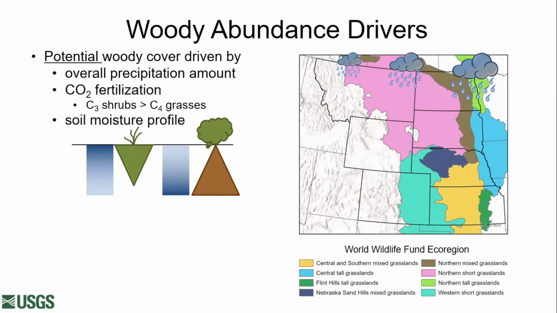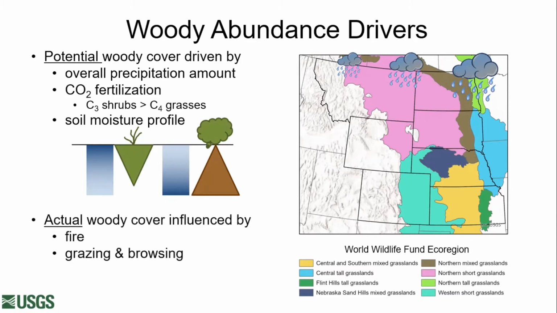The potential woody cover isn't what we see on the landscape, though, because other factors prevent woody species from reaching this full potential. Some of the major factors are fire, grazing, and browsing. They affect woody species directly by killing or injuring them, but they also affect grasses, which compete with woody species and provide fuel for fires, thereby indirectly affecting the woody species.